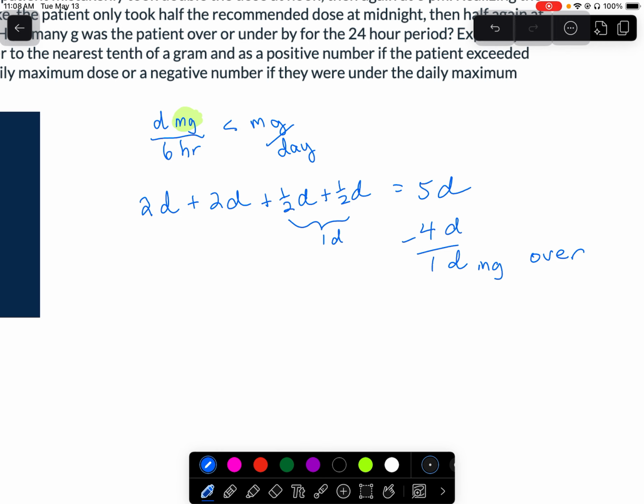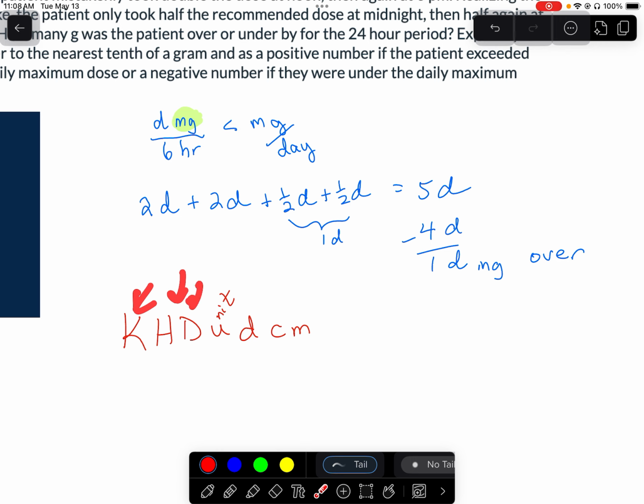Okay. So I'm going to give you a little silly way to remember how to change milligrams into grams. I call it kittens hide down under dad's car motor. And this is our unit. This is the abbreviation kilo, hecto, deca, deci, centi, milli. Milligrams is here. So this is our unit, grams.